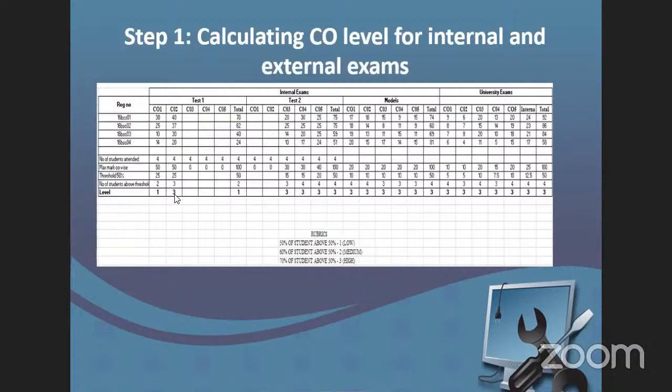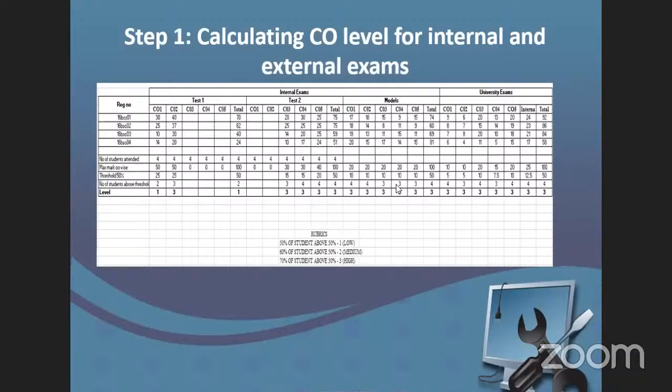If you take CO2, again 4 students have attended. 50 is the total marks for the CO. 50% of it is 25. So the number of students who got above 50% is 3. That is 40, 37 and 30. So if it is more than that, the threshold increases to 3.